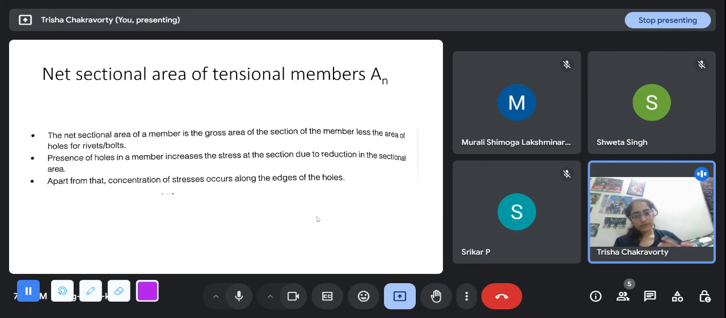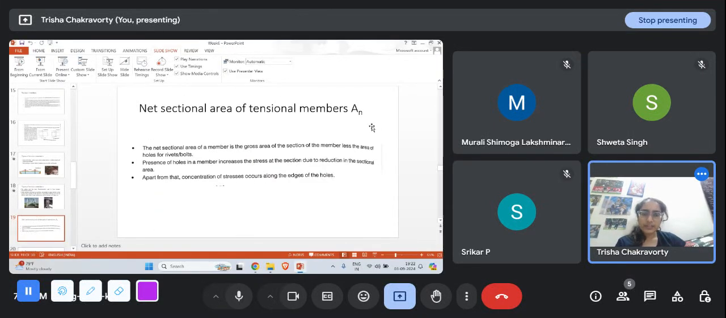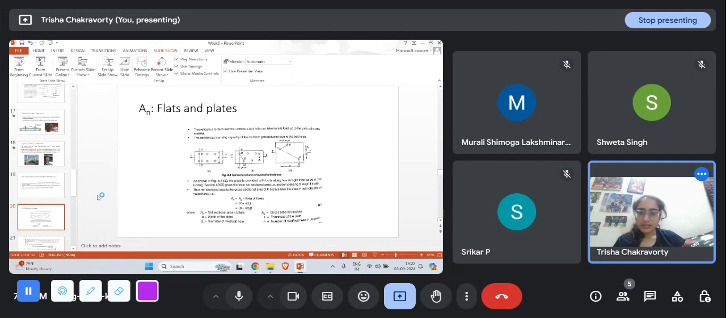Now we move on to the details and the calculations of the design of tension members.